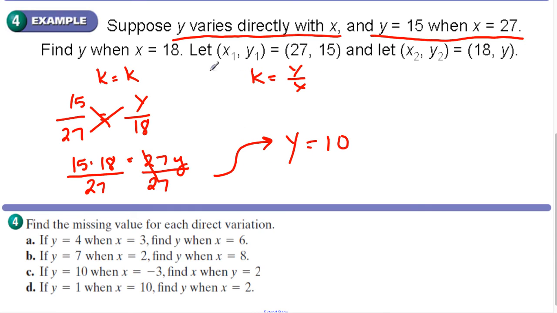So anytime that you have varies directly, you just have y divided by x equals y divided by x, cross multiply, and solve for the missing piece.